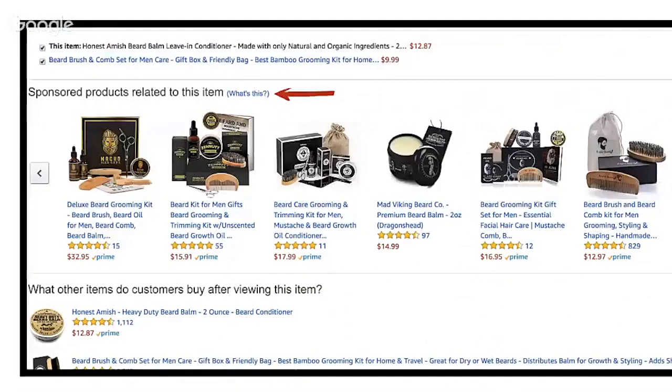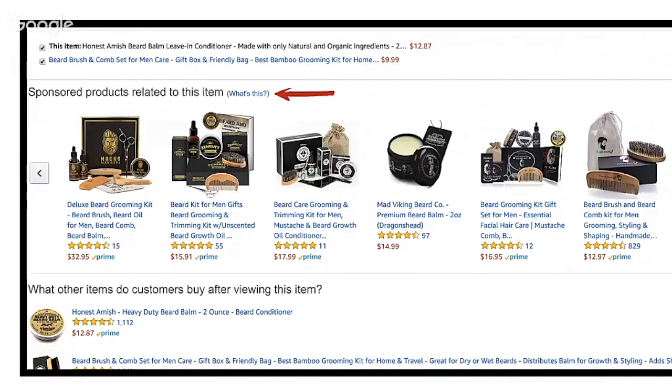Okay. Now we get to placements, the other huge opportunity that we get so many questions about. So here we are with placements. There's only two places that you can run a placement campaign as of today. There's so many more coming down the pipeline, but let's start with what we have right now. Sponsored products related to this item. If you're in this table, it's on the product page. This is from the Honest Amish product.